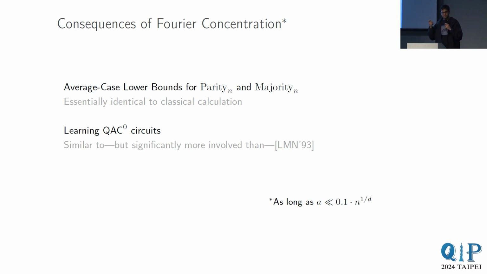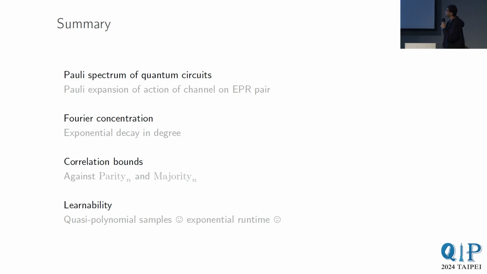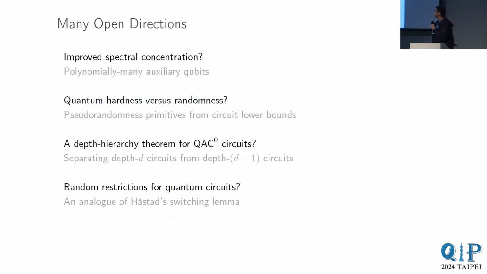Okay? So as a consequence of this Fourier concentration bound, you get a circuit lower bound, you get a learning algorithm. The learning algorithm is similar to Linial, Mansour, and Nisan's, but it's a little more complicated. It uses quasi-polynomially many samples, but the runtime is exponential. And so to summarize, we introduce this notion of a Pauli spectrum of a circuit and mimic Linial, Mansour, and Nisan. And there's a bunch of open directions. We conjecture that the spectral concentration bound we proved holds for polynomially many ancillas. It's natural to hope for these connections to pseudo-randomness and these other circuit complexity flavored questions. But I think I'm going to stop here. Great. Thanks.